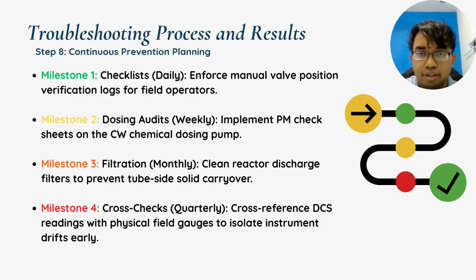Okay, so finally, step 8, continuous preventive planning. So milestone 1, checklist, which is daily. Enforce manual valve position verification logs for field operators. Milestone 2, dosing audits weekly. Implement the check sheet on the CW chemical dosing pump. Milestone 3, filtration monthly. Clean reactor discharge filters to prevent tube side solid carryover. Milestone 4, cross-check quarterly. Cross-reference DCS readings with the physical field gauges to isolate instrument drifts early.